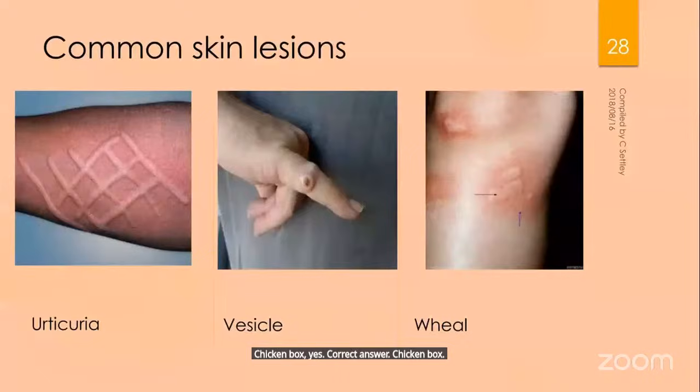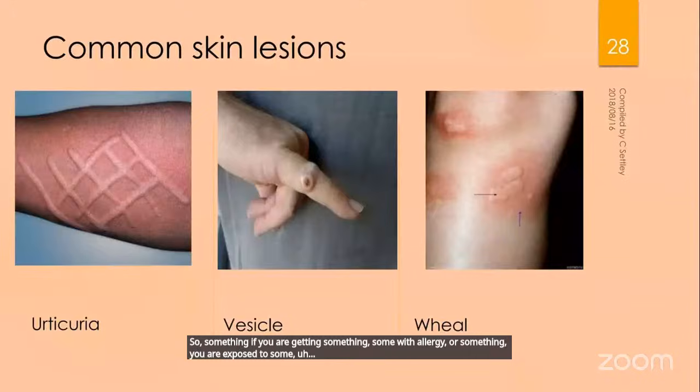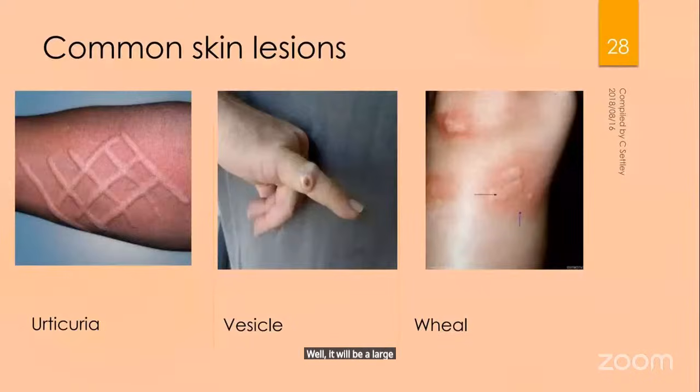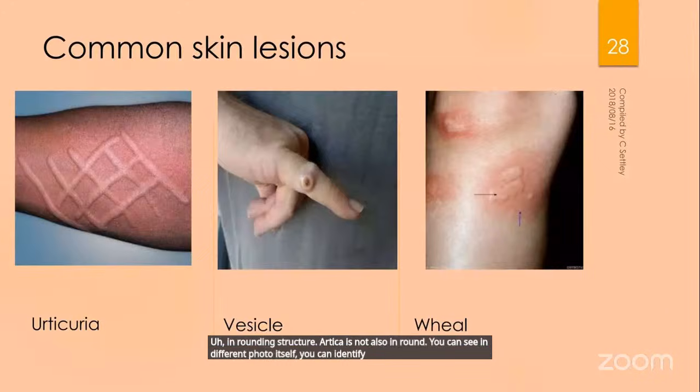Urticaria. Urticaria is happening due to an allergic reaction. If you are exposed to some insects, that insect is moving and your skin is elevated on that area only. It is called urticaria. Wheal will be a little bit large lesion, round in structure. Urticaria is not also round. You can see in different photos itself, you can identify between urticaria and wheal. Isn't it?